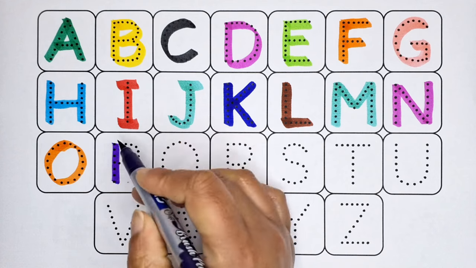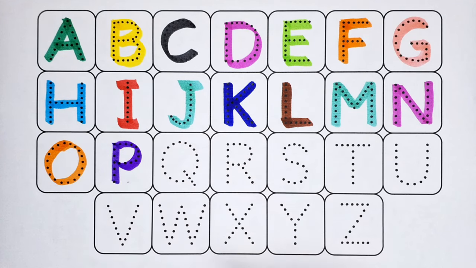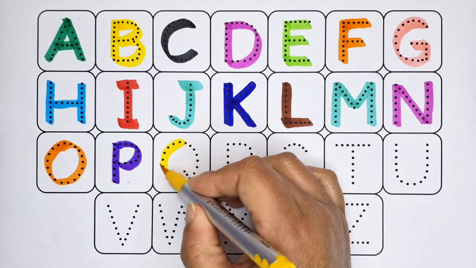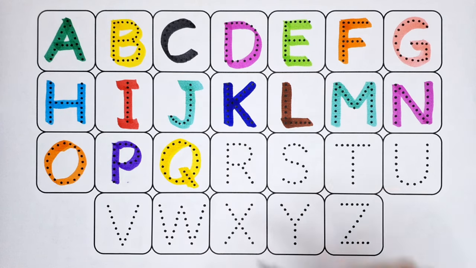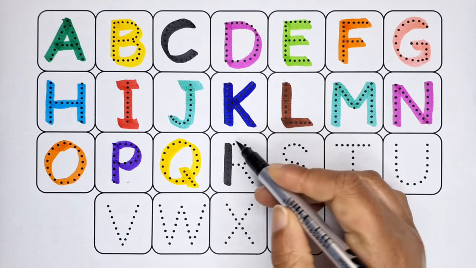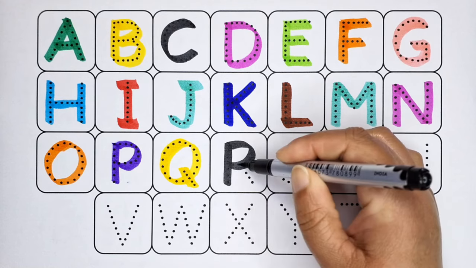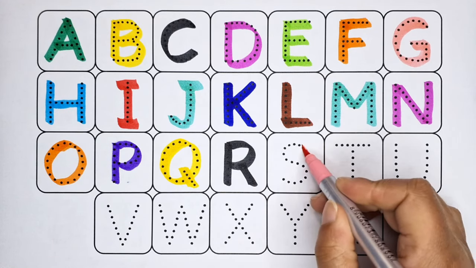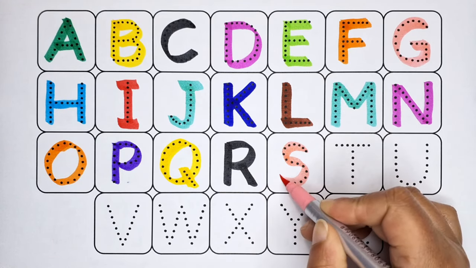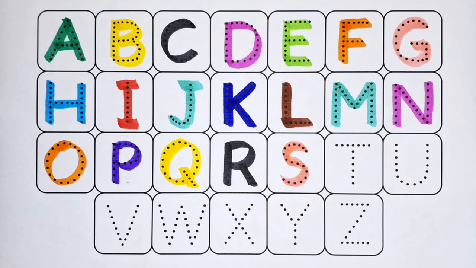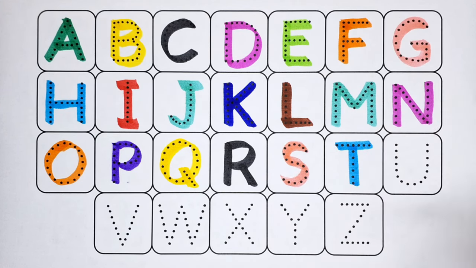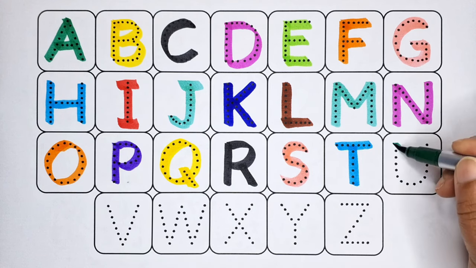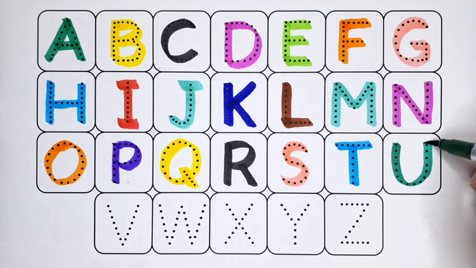P, P for pigeon. Q, Q for queen. R, R for rose. S, S for spider. T, T for train. U, U for umbrella.